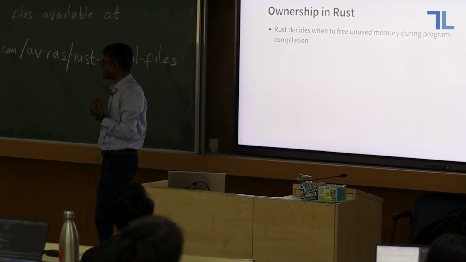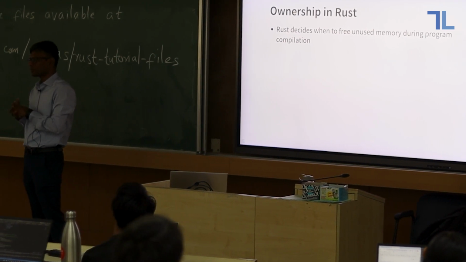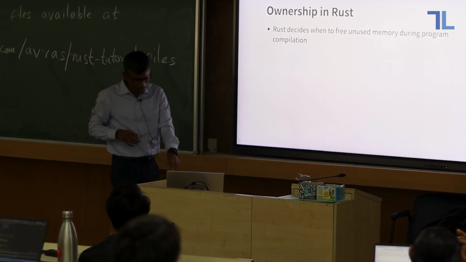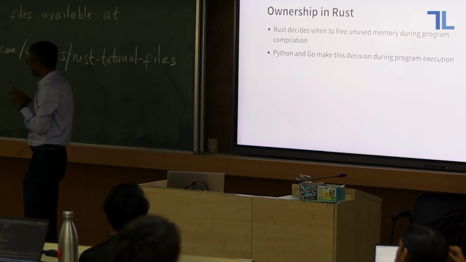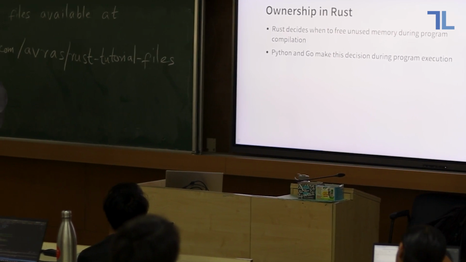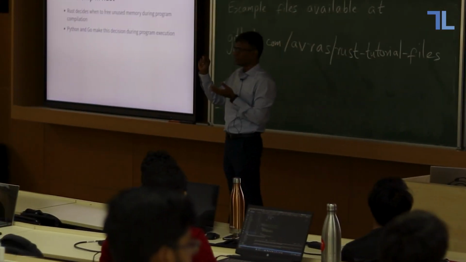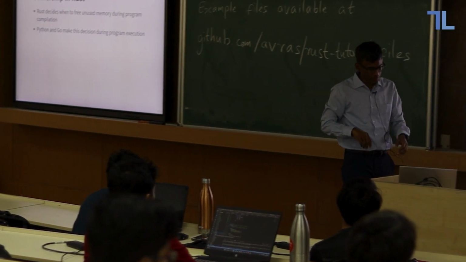And the reason for this aggressive freeing of memory is that Rust programs consume less memory in general. They are very resource efficient. Other languages like Python and Go have something called a garbage collector. They will make the decision to free program memory during runtime. So the garbage collector will keep track of all the references to a piece of memory, and if the number of references to a piece of memory becomes 0, then they will free that variable.